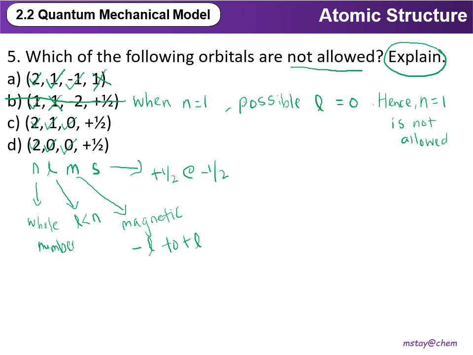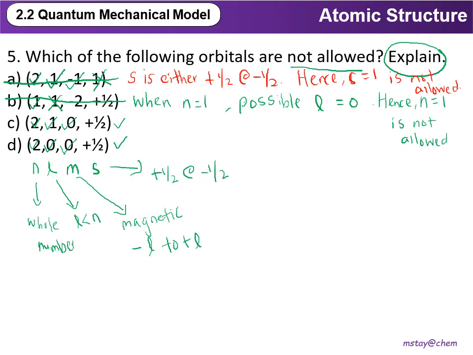So let's do the explanation. s is either positive half or negative half. Hence, s equal to 1 is not allowed. Then we continue with C and D. Yes, positive half, positive half. So sets C and D are possible, and A and B are not allowed.